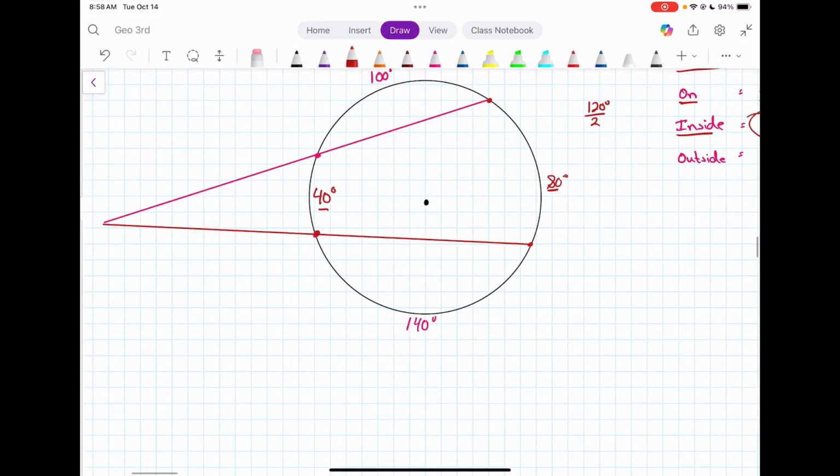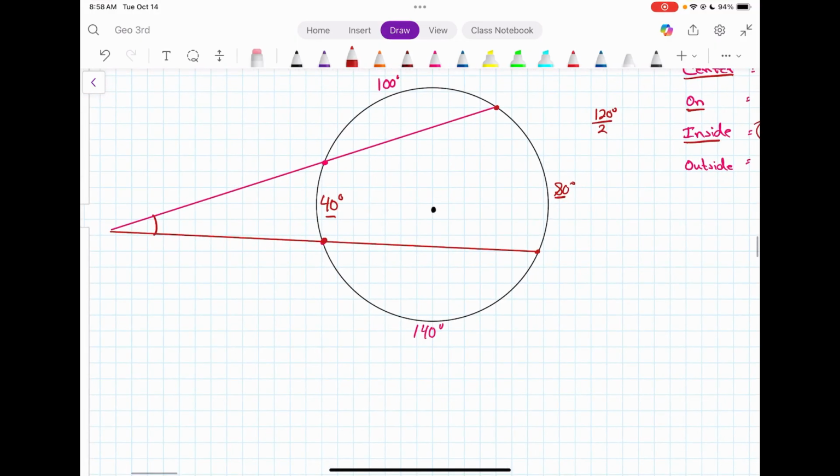So in order to find the angle formed by 2 secant lines, again, we're simply going to do half the difference. We're going to take the 2 arcs that are in its mouth, which are the 80 and the 40. We're going to do the difference, which is subtraction. We subtract the 2 and get 40, and we're going to take half of that. That tells us that this is a 20-degree angle.